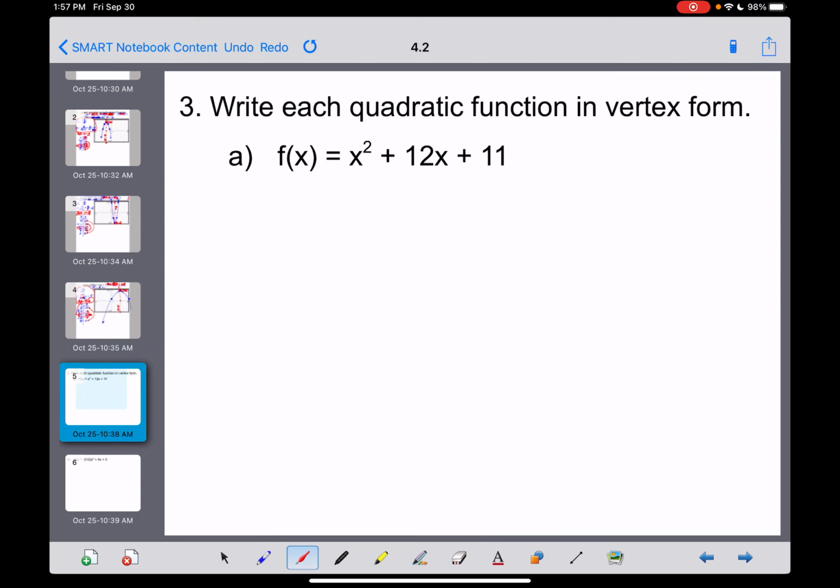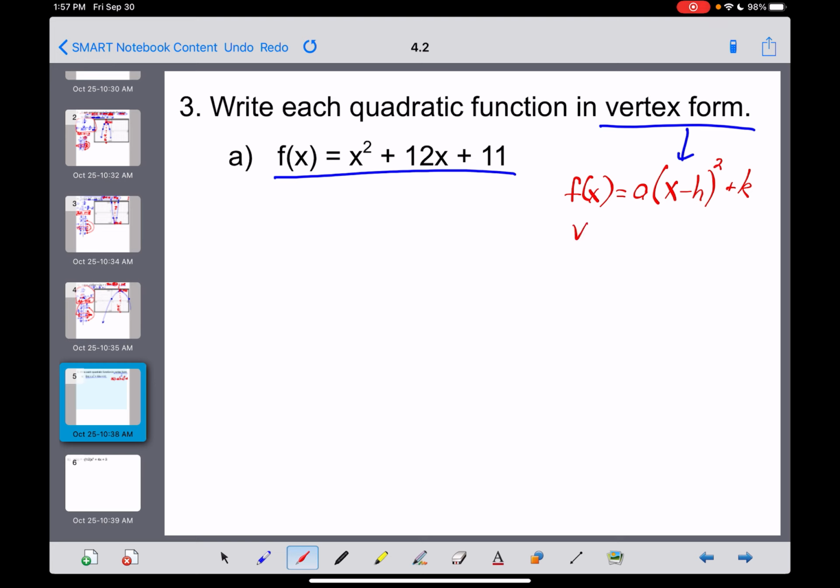I did want to take just a second and do one or two of these problems with you here because I think they're fun. We have a quadratic function that is written right now in standard form. They want us to write it in vertex form. Well, if you remember what vertex form looks like, everybody, it is going to be f of x is equal to your a value, and then x minus h quantity squared, plus k. And the vertex is the ordered pair here, h comma k.